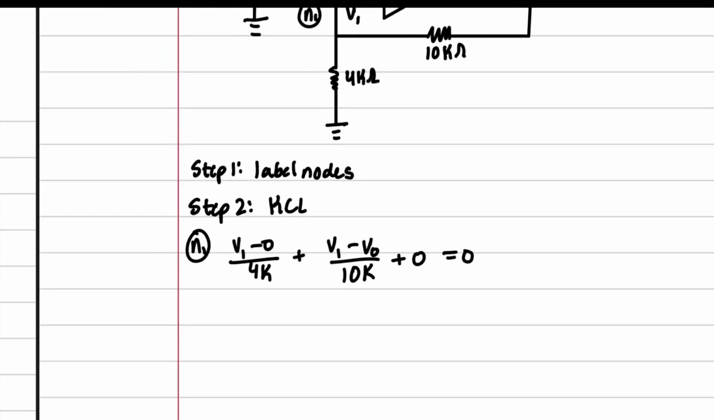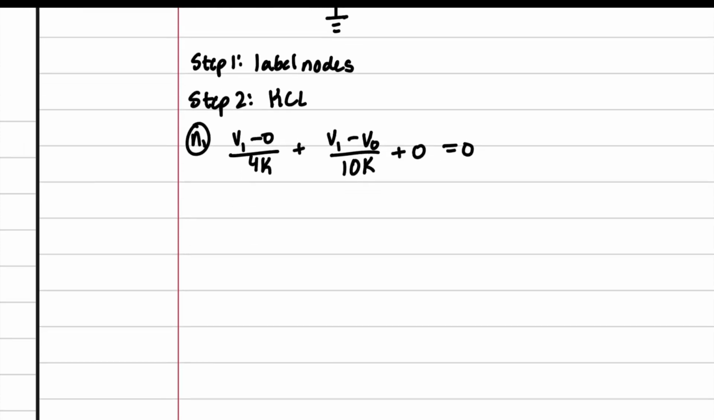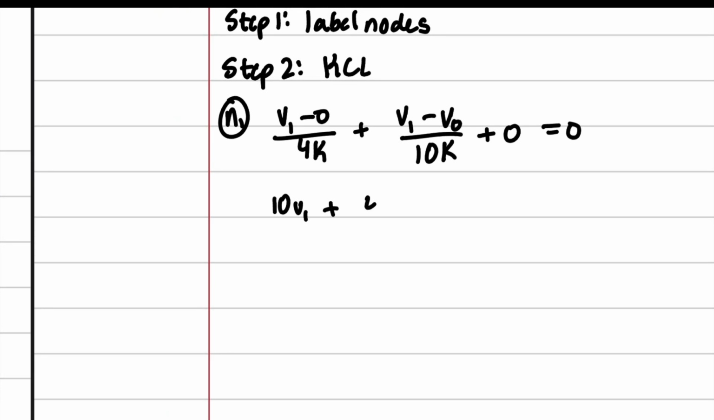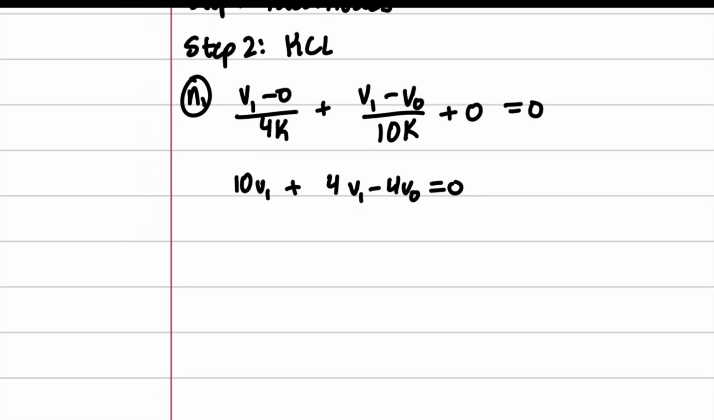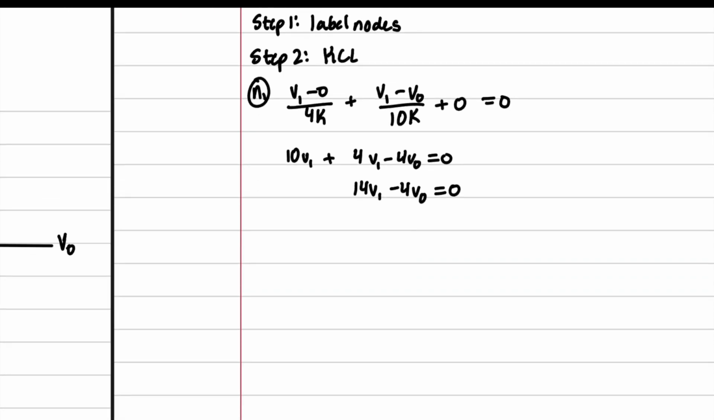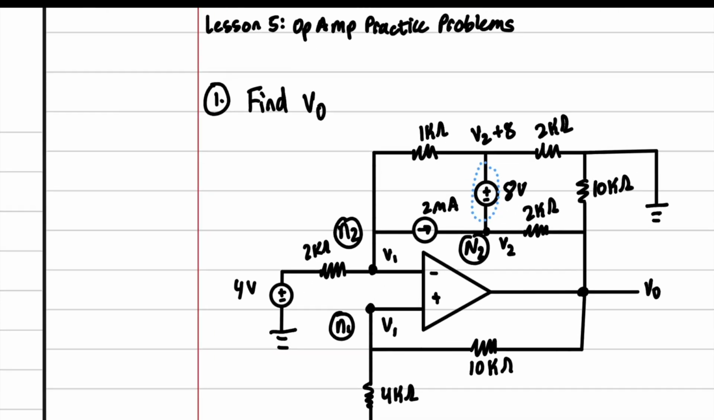Let's go ahead and solve it out. I'm going to multiply by 40, and we are left with 14V1 minus 4V0 equals 0. That's our first nodal equation. The second nodal equation comes from this node right here.